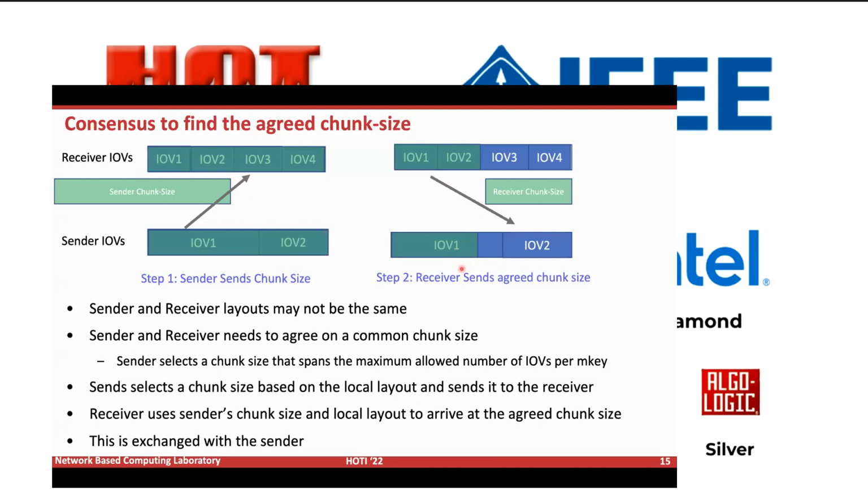This way, by agreeing upon the chunk size, sender and receiver make sure that the total number of chunks in the message is equal to the number of M keys generated, and the total number of RDMA operations that is performed will be equal to this number of M keys.